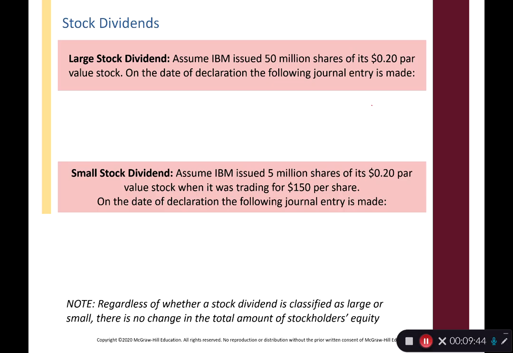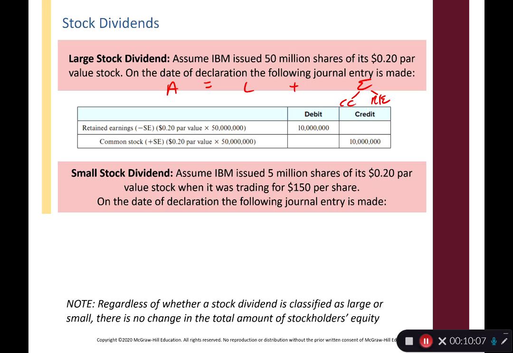So let's talk about how to record these. A large stock dividend, we said, is recorded at par. So when we record the entry, under A equals L plus E, all that's happening within equity is we're moving money from retained earnings to contributed capital. If it's a large stock dividend, then that means we record it at par. So that's going to come out to be $10 million in this case, 50 million times 20 cents. So what happens is retained earnings goes down by that 10 and contributed capital goes up. So the net effect to our equity is 0.